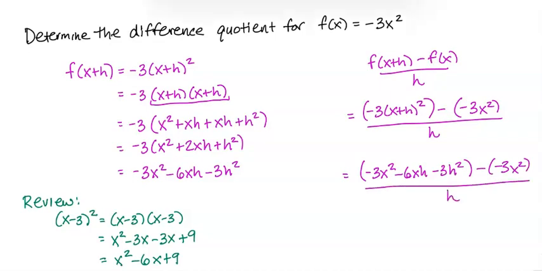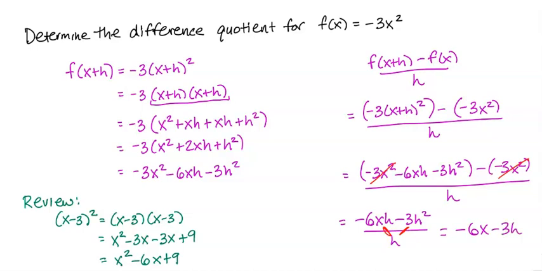So we have some like terms in the numerator. The negative 3x squared minus a negative 3x squared cancels. So we're left with negative 6xh minus 3h squared all over h. So each of those terms in the numerator is being divided by that h in the denominator. So it's going to cancel an h out of each of those terms. So this leaves us with negative 6x minus 3h.